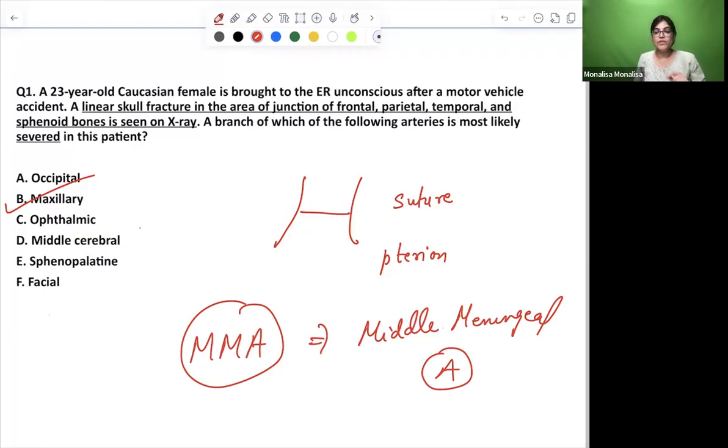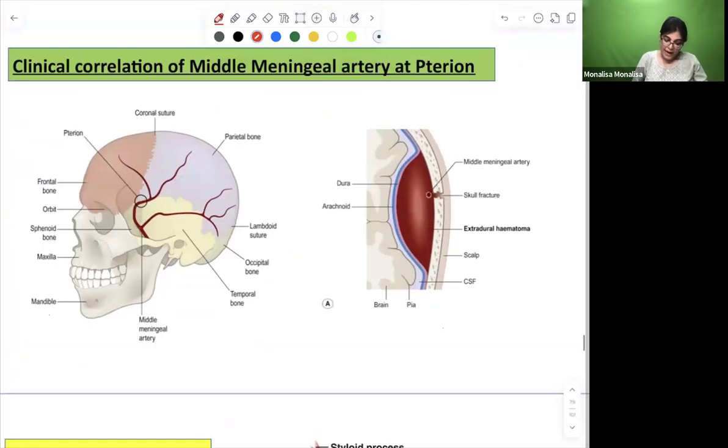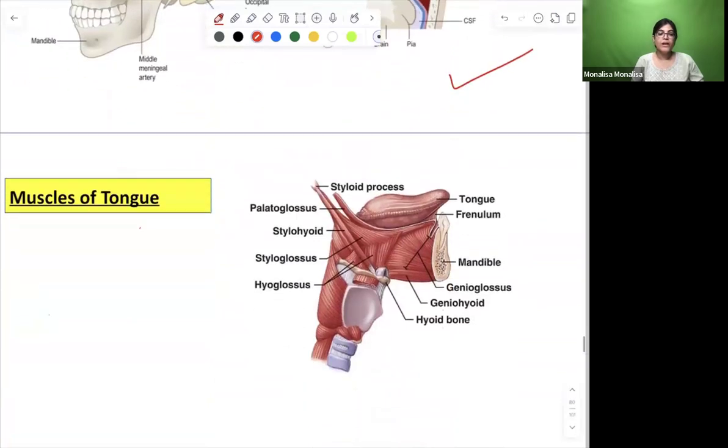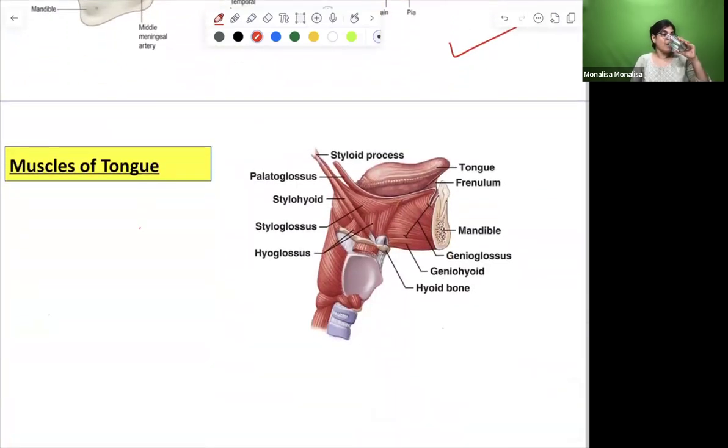Directly, the middle meningeal artery is not given in the options. They have given the source. The source will be the maxillary artery. So see here, at the level of pterion, 4 bones meet and this will lead to bleeding from the middle meningeal artery, which will lead to extradural hematoma. Yes, extradural hematoma.